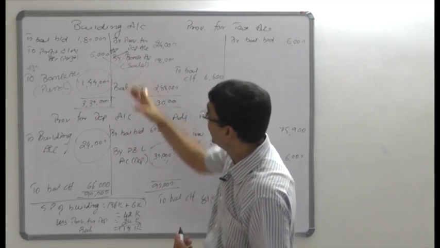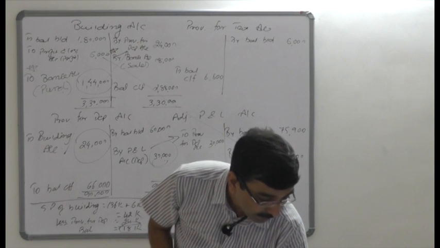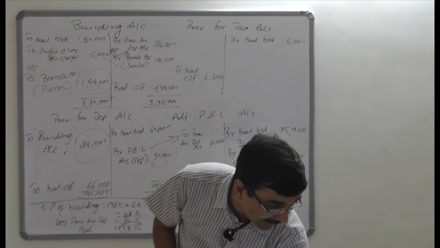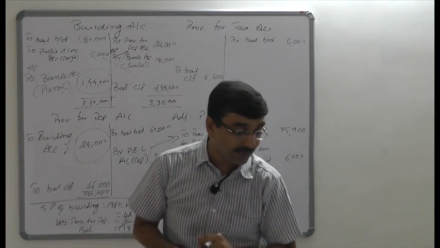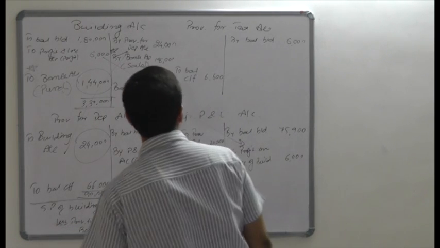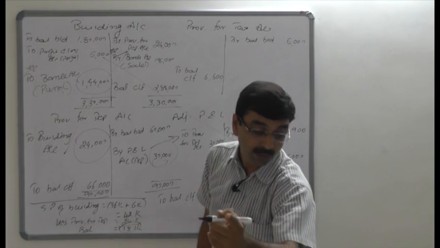In that sense, the building and provision for depreciation account is almost done. Now see the amount of provision for taxation. If you look at the P&L account debit side, we have a 44,000 rupees provision. It is 44,000 rupees provision for tax.